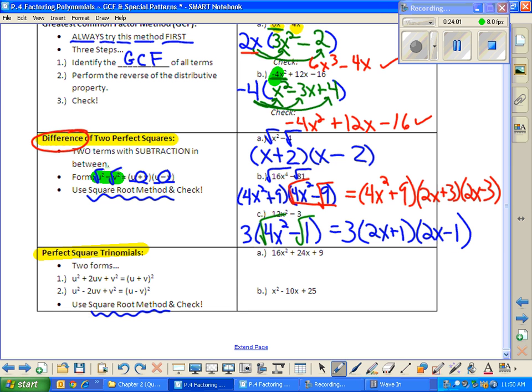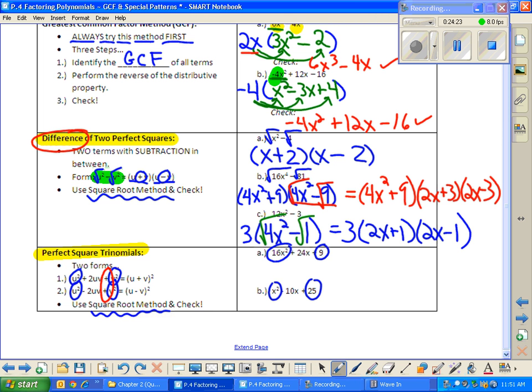Last type is the perfect square trinomial. So again, what I'm going to see are your first and last terms. Those are going to be perfect squares. That's the form that it comes in. Furthermore, your last symbol in the problem is always a plus.